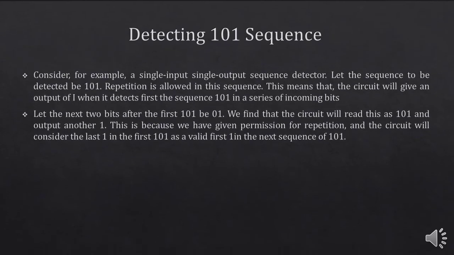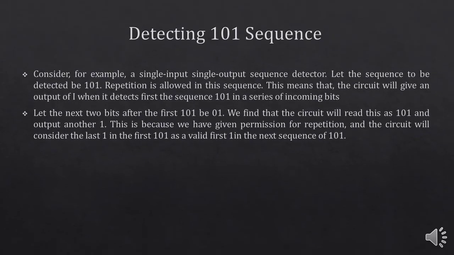Now let's move on to the lab task. In lab task number 1, you have to implement a single input single output sequence detector. The sequence to be detected is 101. The repetition is allowed in this sequence. This means the circuit will give an output 1 when it detects the first sequence of 101 in a series of incoming bits. So you have to basically implement the sequence detector using the Moore machine as overlapping is allowed.